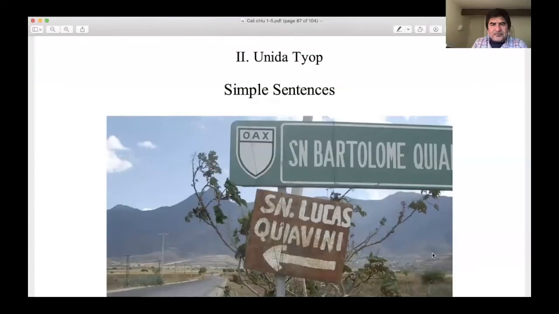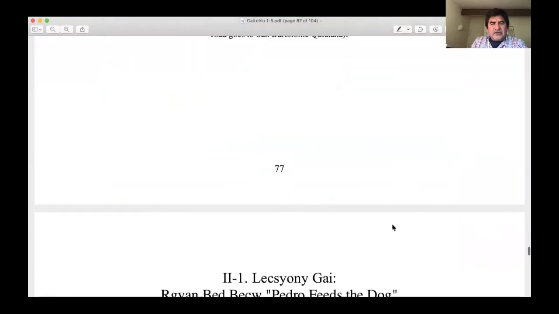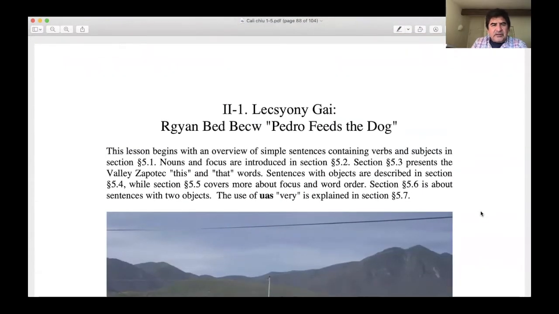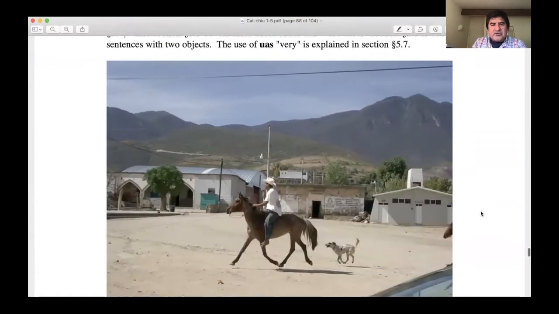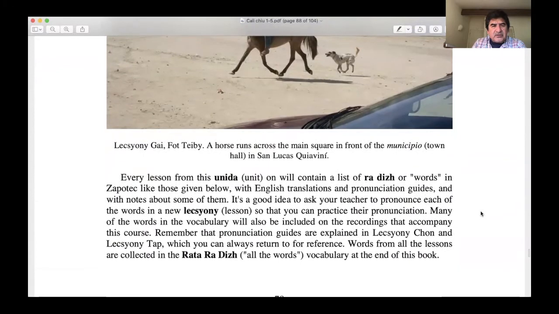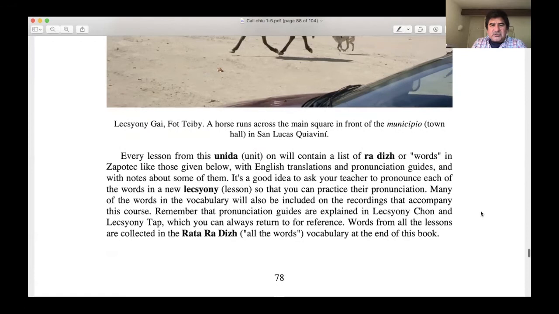And here we go. Okay, so we're going to start with unidad yo, simple sentences. This lesson introduces you to, as I said, simple sentences, nouns, and focus that are introduced in other sections, and we're going to be learning how to use this and that, and the use of was very. In every section, you're going to find radish, or words, in every lesson from now on. And also at the end of each section, you guys are going to have homework. Okay, so it's crunchy time.